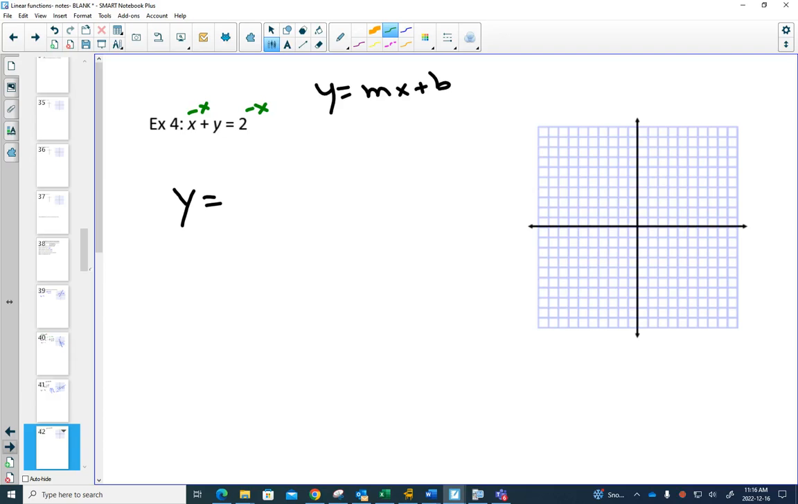Are you okay if I write the minus x first and plus 2 after? Why would I do that? Now it matches up with y equals mx plus b. What is m? It's -1. The 1 isn't written, but it's invisible there. And then the b value, 2.